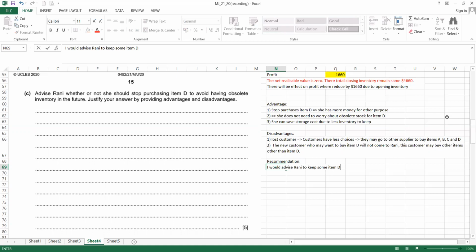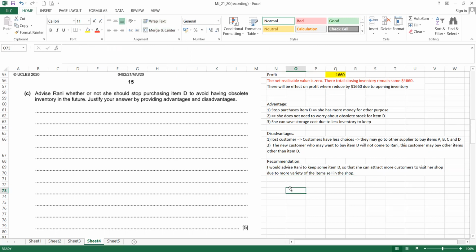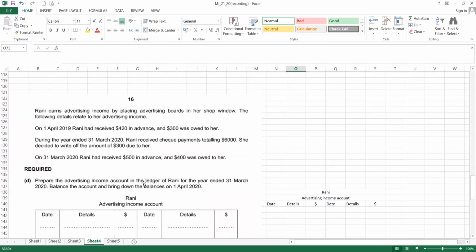Okay, to keep some item D so that she can attract more customers to visit her shop due to more variety of the items sold in the shop. Okay, so that is the conclusion that I'm going to make. Okay, now let's move on to the next.